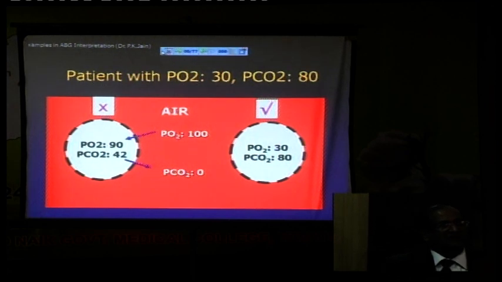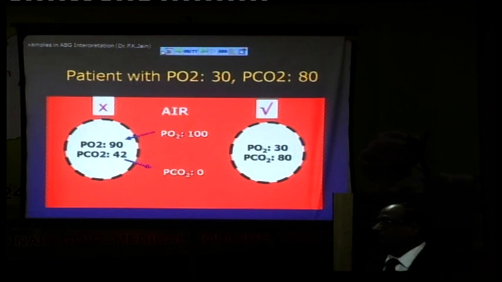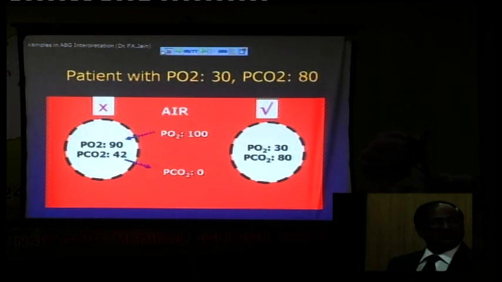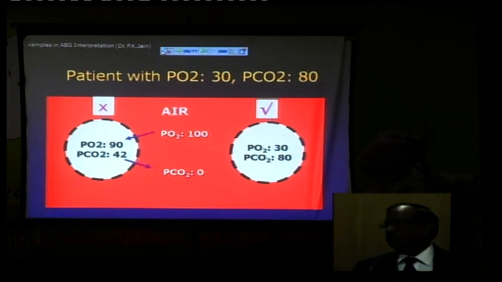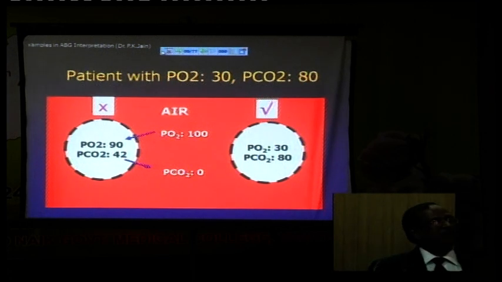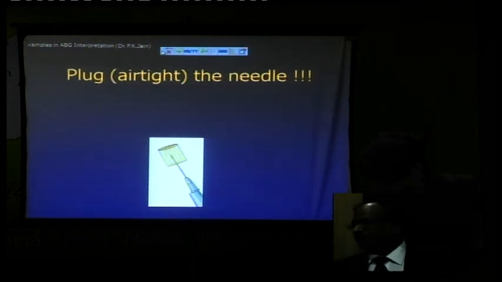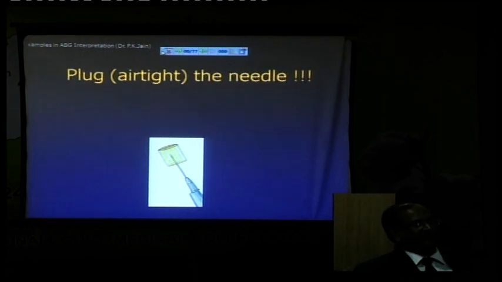Reality is this: PO2 is 30 but you said 90, PCO2 is 80 but you got 42, and you say everything was alright, suddenly the patient died. Actually it's not sudden, it's the simple thing like contact with air which gave you an erroneous report. And the only way to make it airtight is to remove blood, at least 1 drop should come out so there is no air inside, and then put a rubber cork.